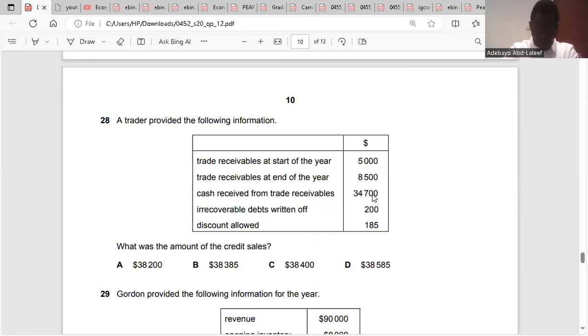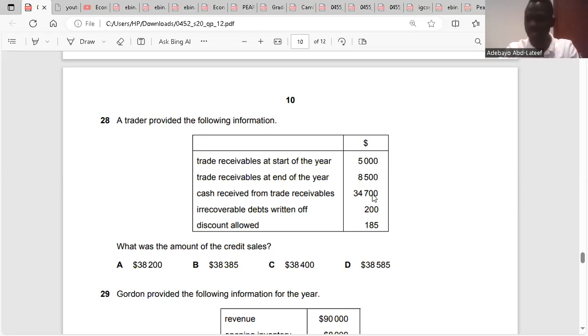28. You got it wrong. Yeah, I didn't add recovered debts, and you're supposed to add it because they are part of your receipts. Yeah, I forgot about it. So here they provide the following information. What was the amount of the credit sales? We have our closing trade receivable, which is 8,500. You less opening trade receivable, that's 3,500. You add total cash received, 34,700, making 38,200.